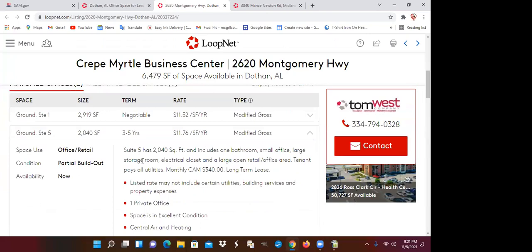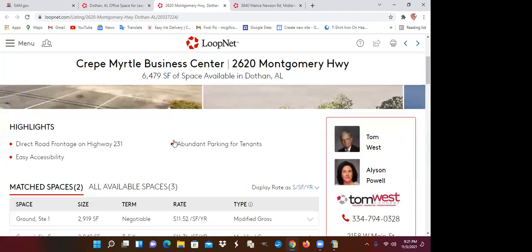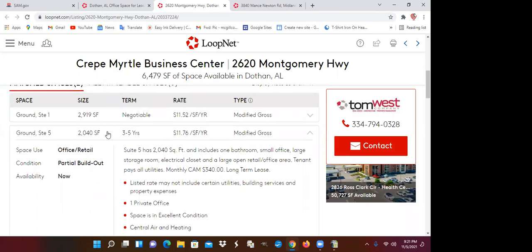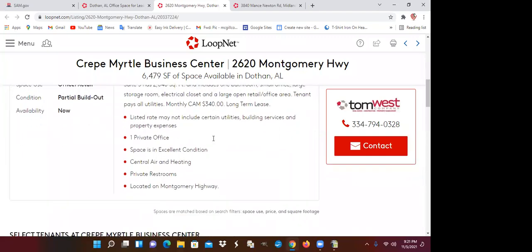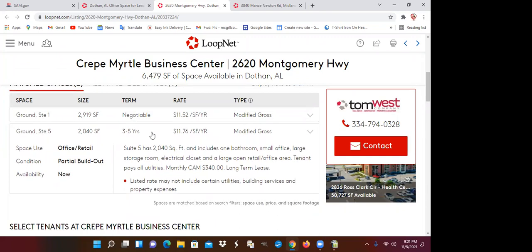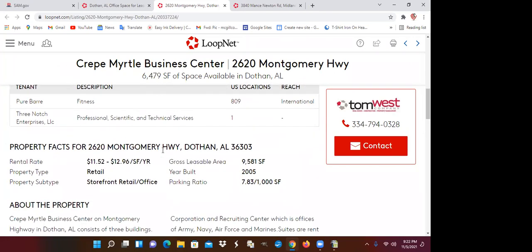3 to 5 year lease on this one. Huh? Yeah, that one there, $11.76 a square foot. And they're in a little building, and now they may be in something like this right here. They're looking for 3 to 5 years, so you know they're gonna do a 10-year lease. They're on the ground, suite 5, 2,040 square feet. Screenshot. That's a screenshot. $11 to $12.90 per square foot.